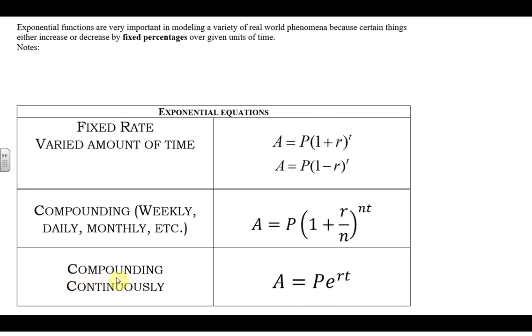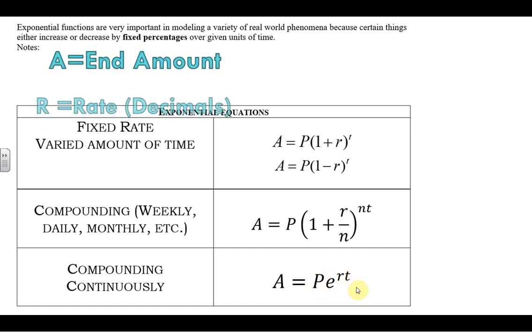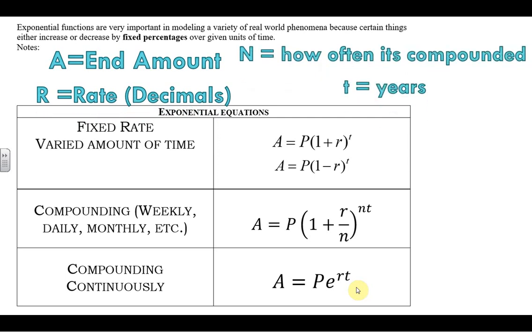Down here, if you ever see the words compounding continuously, we'll say PERT. P times e to the rt. Remember, e is a number. When I say e is a number, I literally mean it is an actual number, like pi. It's not a variable.